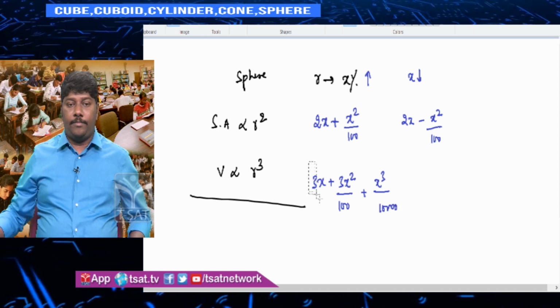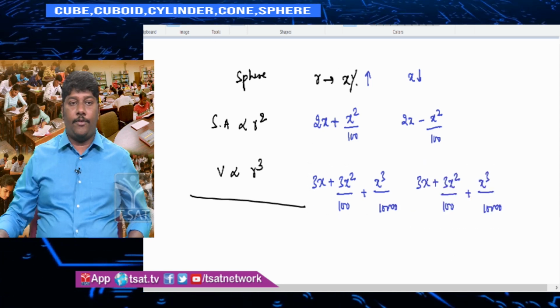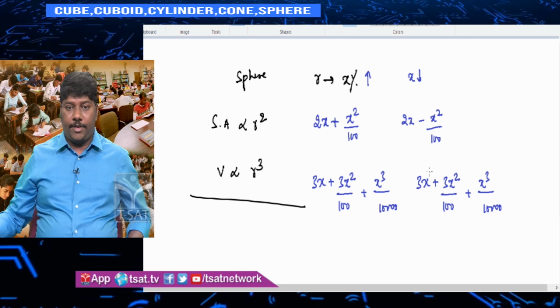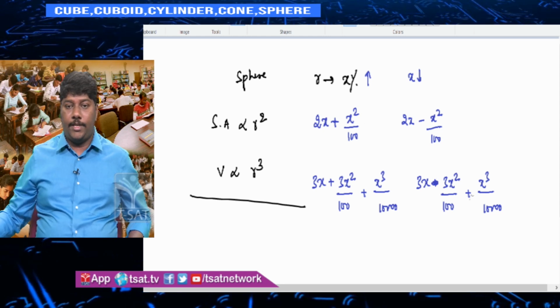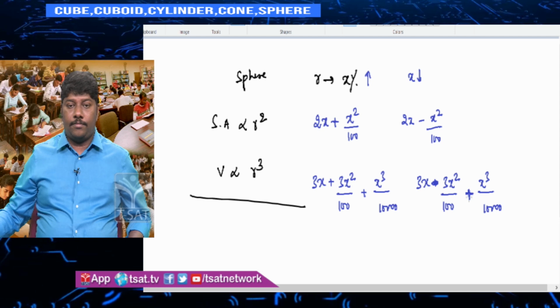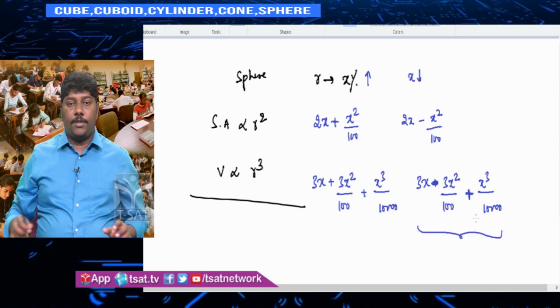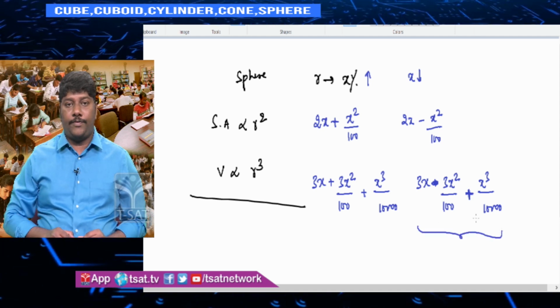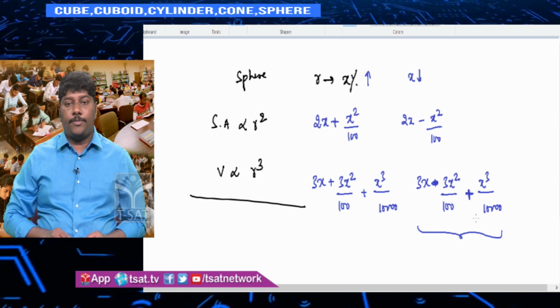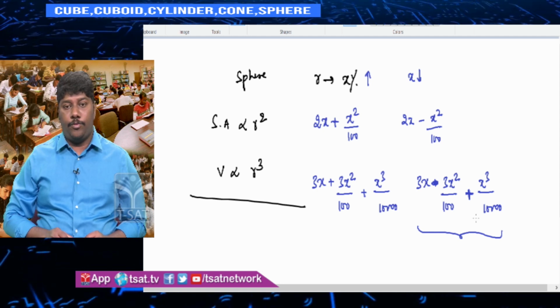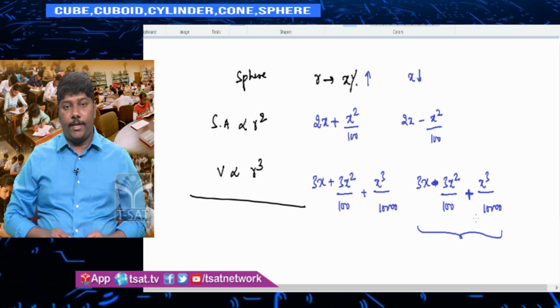You can take the same thing here, but instead of plus, plus, plus, you take plus, then minus, then plus. So x percent decrease followed by x percent decrease followed by x percent decrease is 3x minus 3x square by 100 plus x cube by 10,000 decrease.